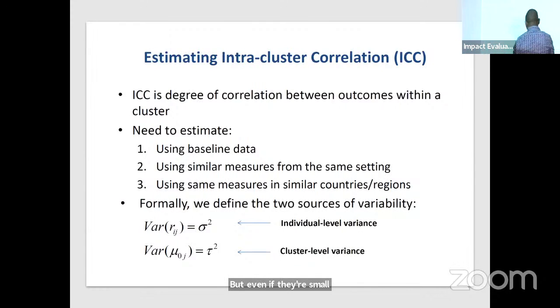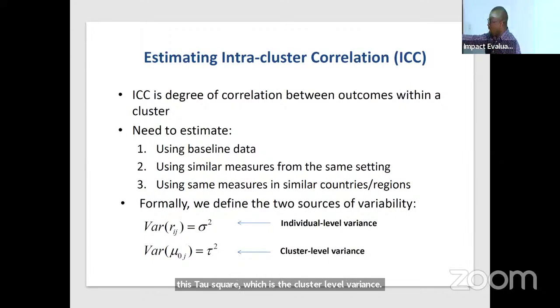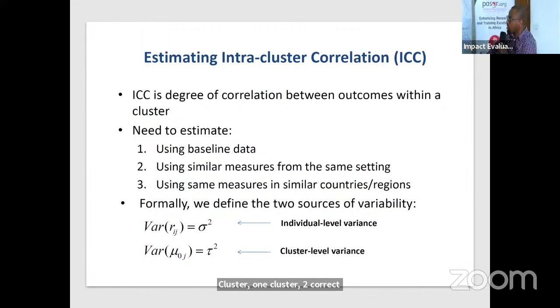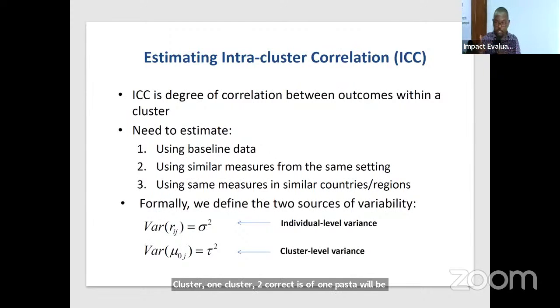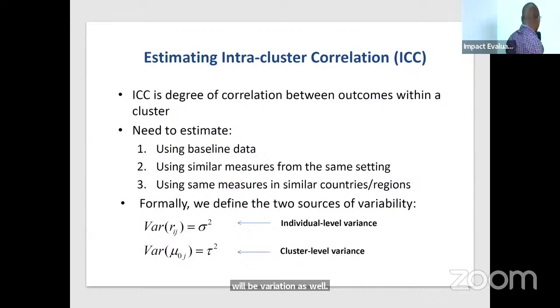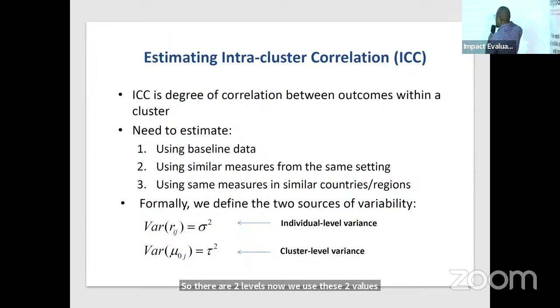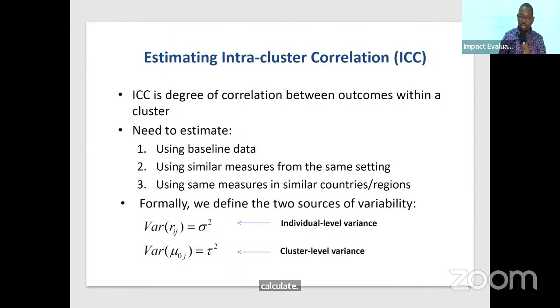This we call sigma square. There's tau square, which is the cluster level variance. Cluster 1, cluster 2. Characteristics of one cluster will be different from characteristics of another cluster. So there will be variation as well. So there are two levels. Now we use these two variations to calculate intra-cluster correlation. And this is how we do it.